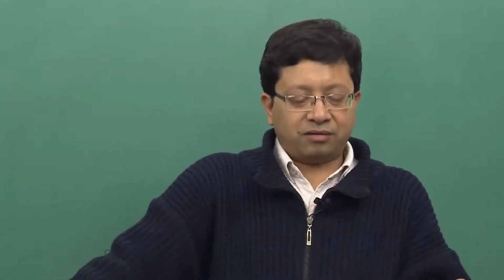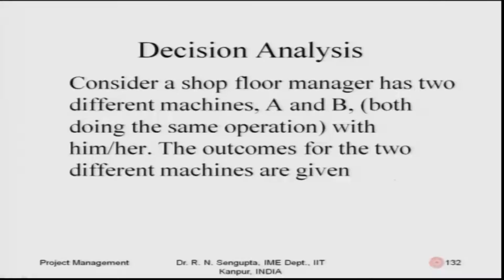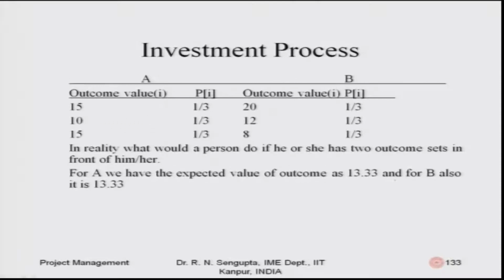Continuing the discussion, consider a shop floor manager has 2 different machines marked A and B, both doing the same type of operations. Consider it is a grinding machine, both of them do the grinding work, or a lathe machine, they do the lathe work, or say a CNC machine, they do different types of jobs. The outcomes from the 2 different machines are given. Let us see this table.